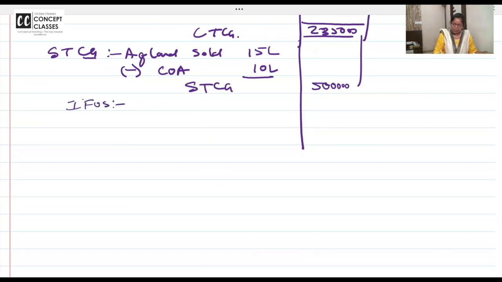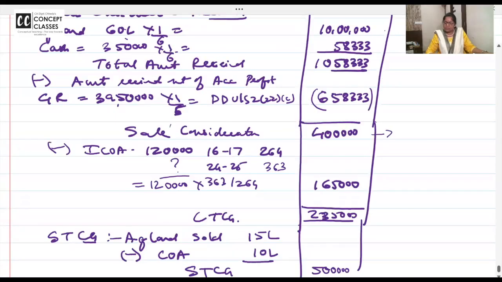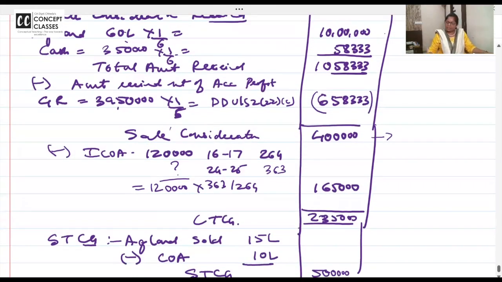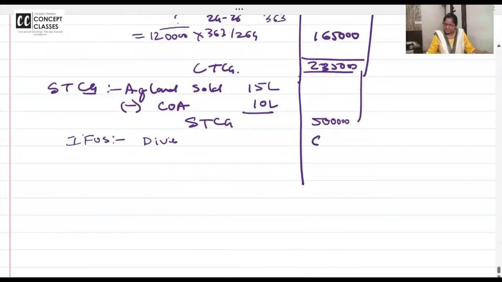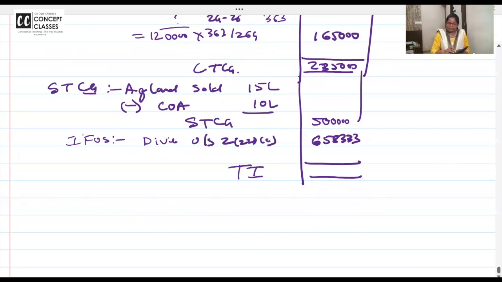Next, income from other sources: dividend. You already got dividend from the company, 658,333, a deemed dividend under section 222 clause C. So what's the total income? 1,393,333. 2,35,000 is long-term capital gain, 5 lakh is short-term, and 658,333 is this. Done.